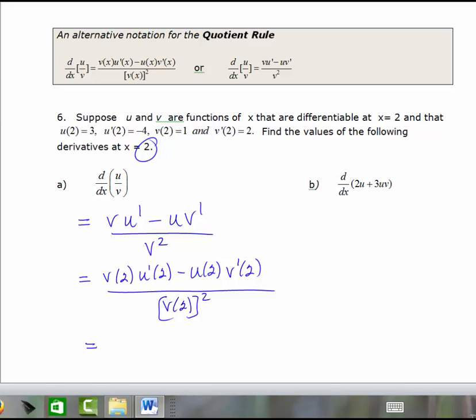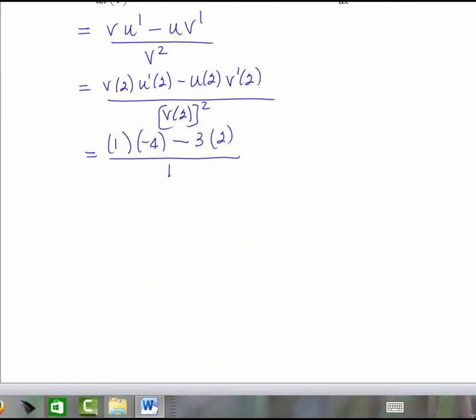Now I go back and look at the values that are given for each. v of 2 is equal to 1. u prime of 2 is equal to negative 4. Minus u of 2, which is equal to 3, times v prime of 2, which is equal to 2, all over v of 2 squared, which is just equal to 1. I can simplify this just by doing the arithmetic. Simplifying the numerator, it's going to be negative 4 minus 6, which is negative 10.